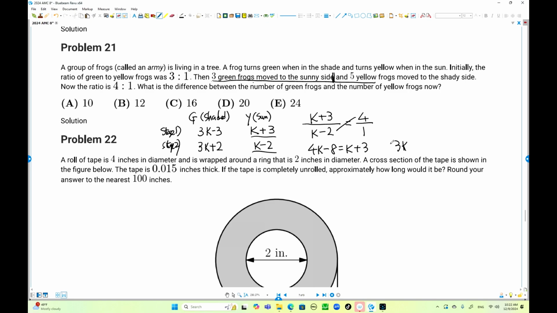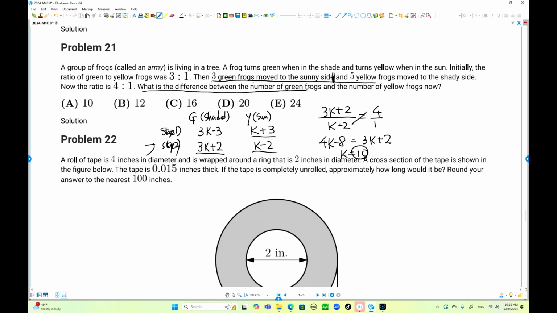I'm sorry, I did it wrong, right? Sorry about that. Oh, that is a big mistake. So this one is 3K plus 2 over K minus 2, and that equals 4 to 1, right? So cross multiplication: 4K minus 8 equals 3K plus 2. So K equals 10, right?